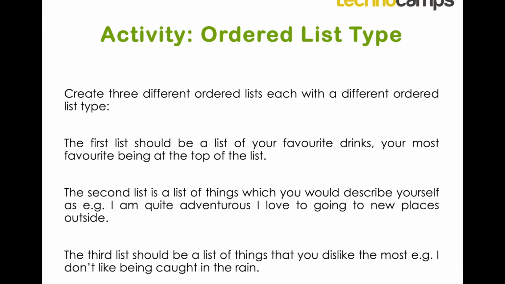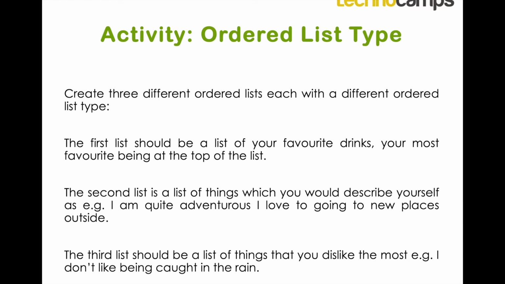As an activity, I would like you to pause the video here and create 3 different ordered lists, each with a different ordered list type. The first list should be a list of your favorite drinks, your most favorite being at the top of the list. The second list is a list of things which you would describe yourself as, e.g., I am quite adventurous, I love going to new places outside. The third list should be a list of things that you dislike. For example, I don't like being caught in the rain, etc.